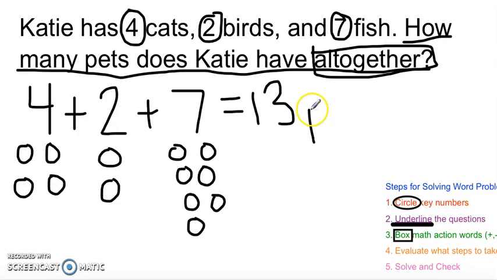And I also like to give myself a label. So she has 13 pets. That way they know that we solved the problem correctly. And then another thing that we need to do just to make sure everything is right is we need to go back and check our work. Does this make sense? Does 4 plus 2 plus 7 equal 13? And we can do that by recounting. 1, 2, 3, 4, 5, 6, 7, 8, 9, 10, 11, 12, 13. And there you have it, the steps for solving word problems.